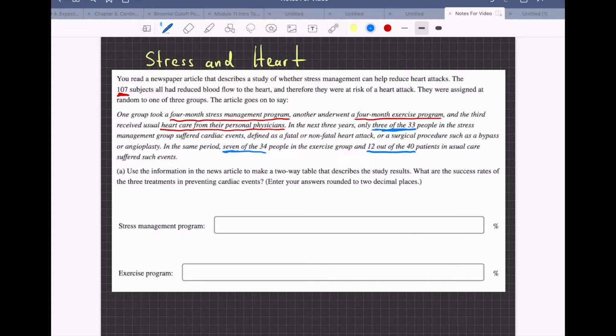Use the information in the news article to make a two-way table that describes the study results. What are the success rates of the three treatments in preventing cardiac events? All right. First, success rates. In this case, they are not very complicated. For the stress management program, 3 out of 33 suffered a cardiac event.